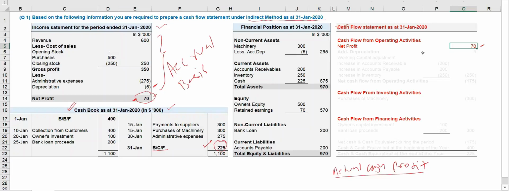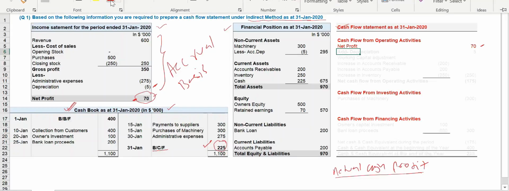Now let's go through the income statement along with the financial position and the cash book details to identify non-cash items. First of all, let's start with depreciation. Depreciation is a non-cash item.